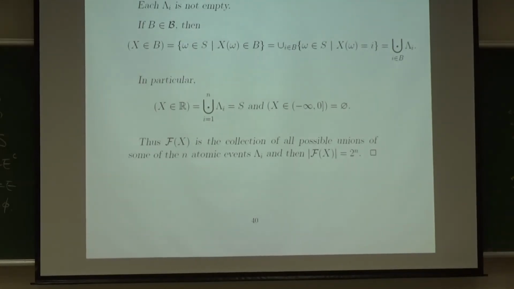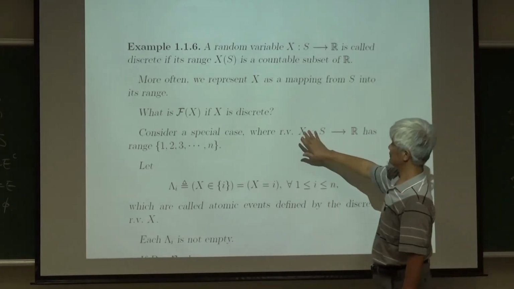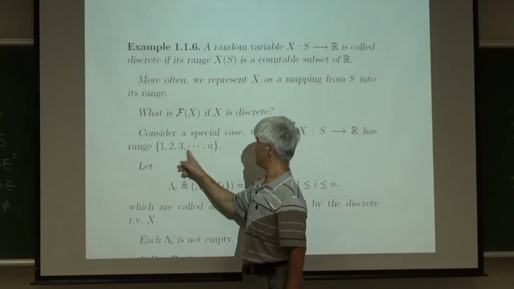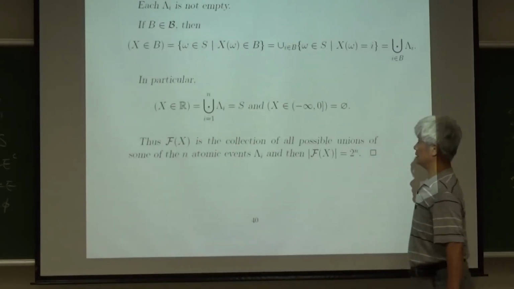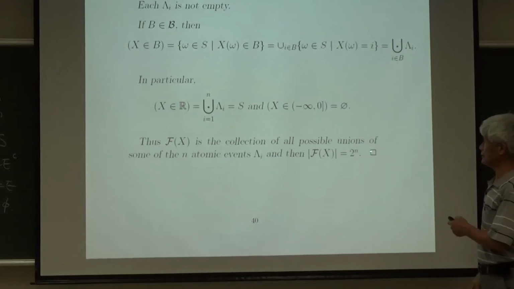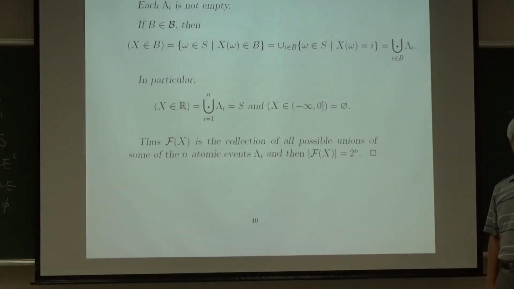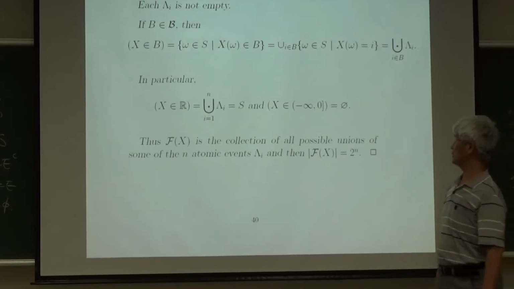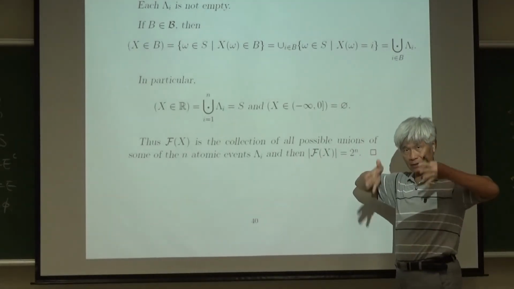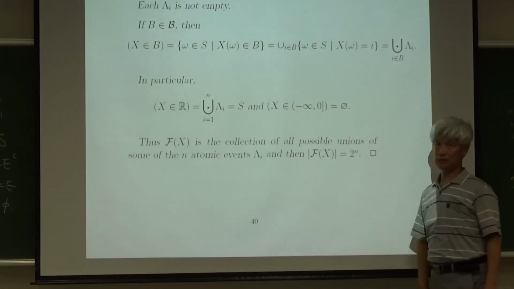So in conclusion, for discrete random variables with ranges 1, 2, 3 up to n, the information system is just a collection of all possible unions of some of the n atomic events. So we can determine the size of this sigma algebra. The size of the sigma algebra is 2 to the nth power.